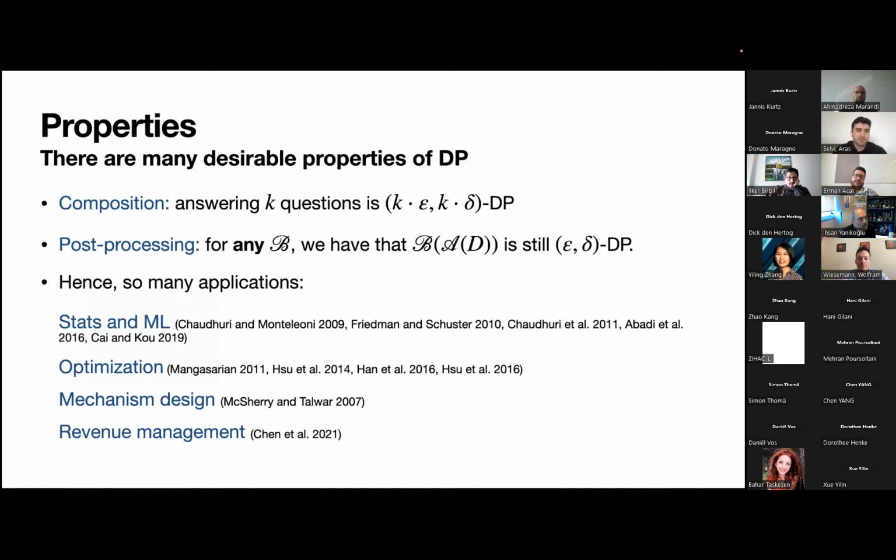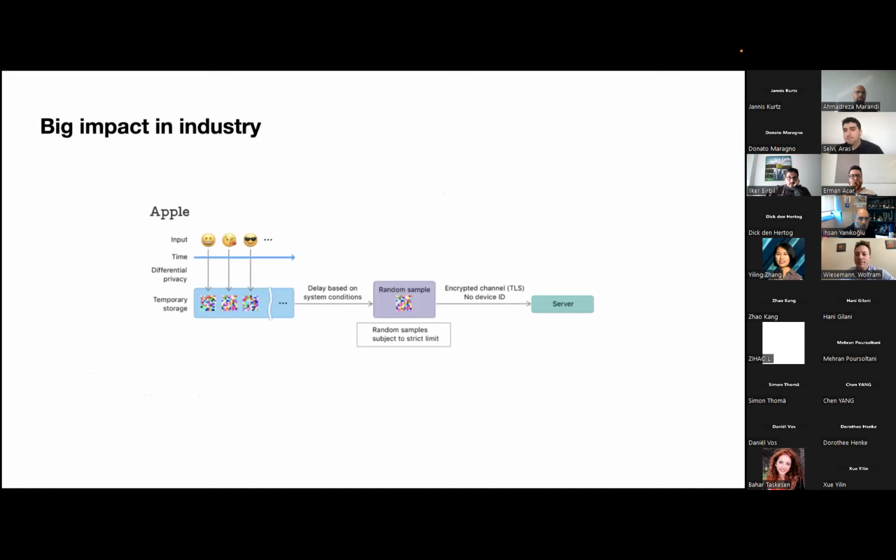Because of this, there are many applications in statistics, machine learning, optimization, mechanism design, and revenue management. Recently, I've seen more papers coming up in management science and some of the journals in our field. There appear to be more differentially private mechanisms. And it also has big impact in industry.